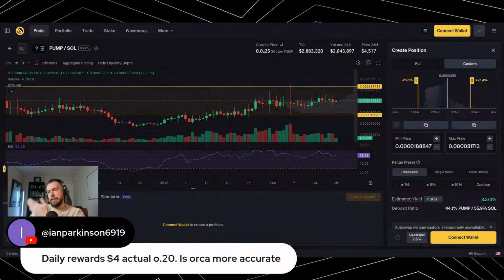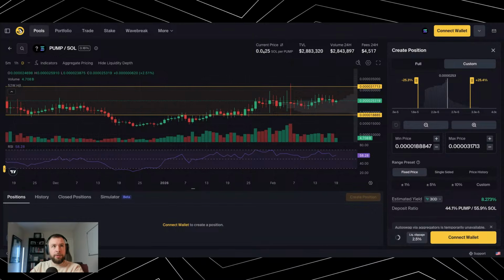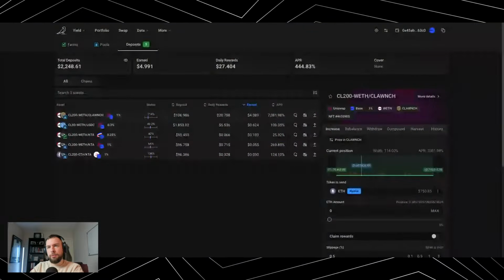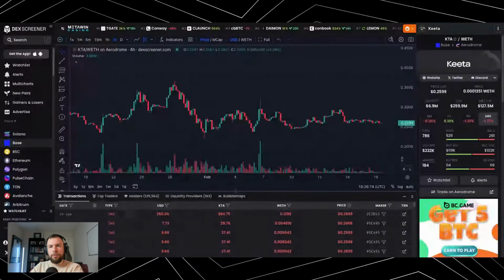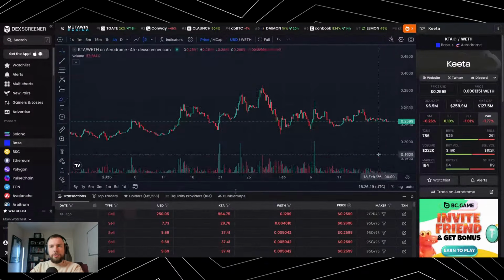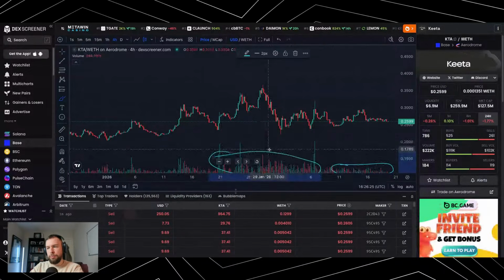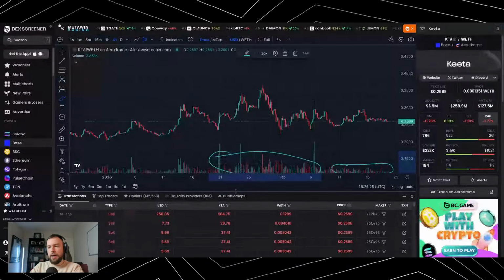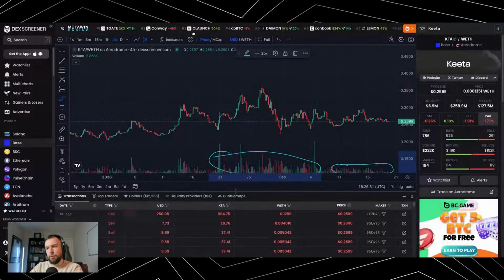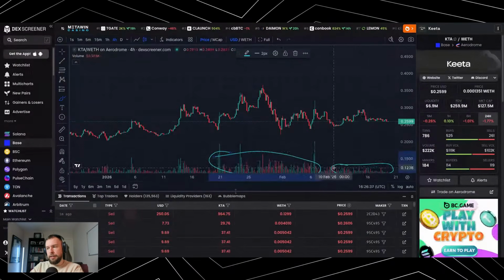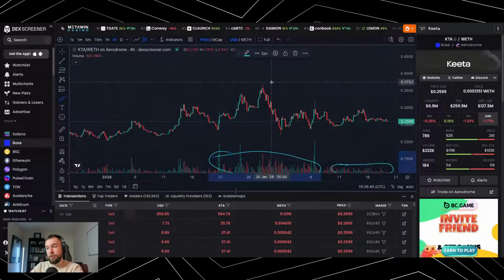Is Orca more accurate? It is. It is what I was talking about before. So it is accurate, it's just an average. So you've experienced, like I've said, you've got into a pool. Take Keter, for example. Look at the volume. The volume has been worse the last couple of weeks on this pool, whereas previously it has been double or triple. So therefore, the APR that you're getting now is lower than the average, because there was so much volume last month that skewed it.